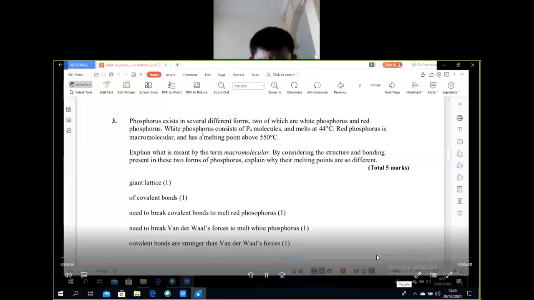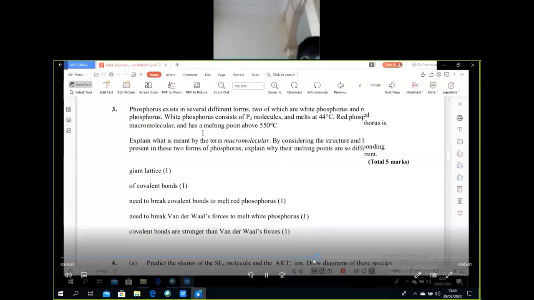By considering the structure and bonding present in these two forms of phosphorus, explain why the melting points are so different. As I told you, white phosphorus has a simple molecular structure, while red phosphorus has a strong giant covalent network. White phosphorus has weak van der Waals forces, but red phosphorus also has van der Waals forces, but stronger. Okay, number 4.